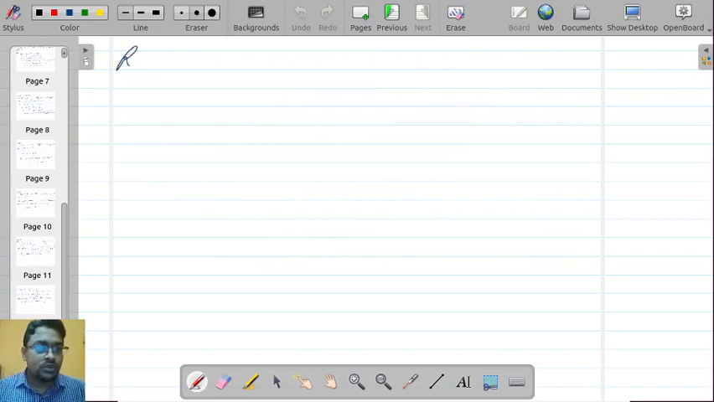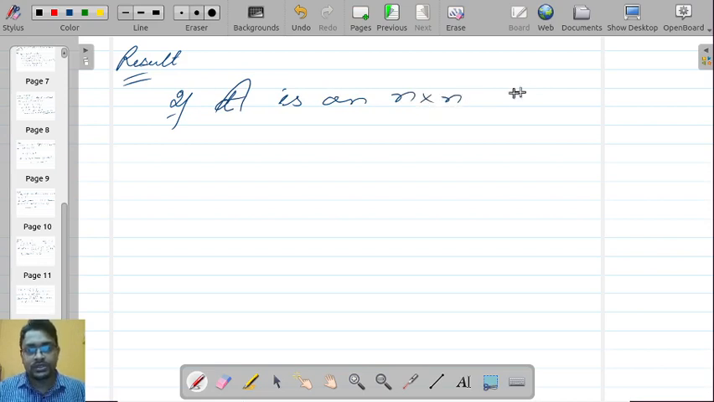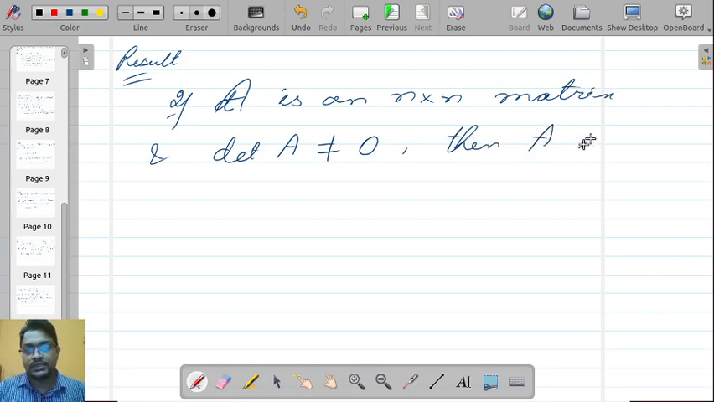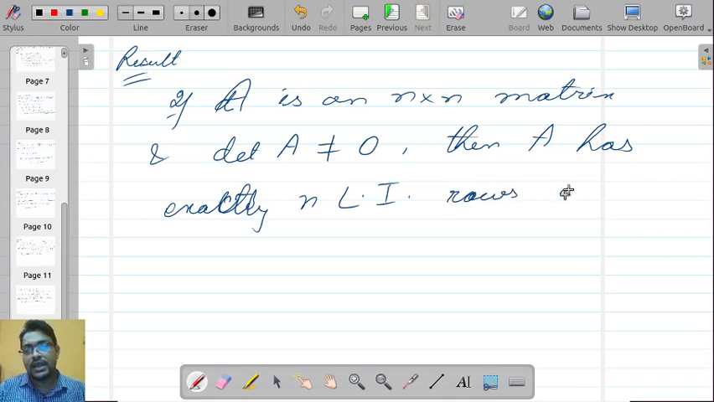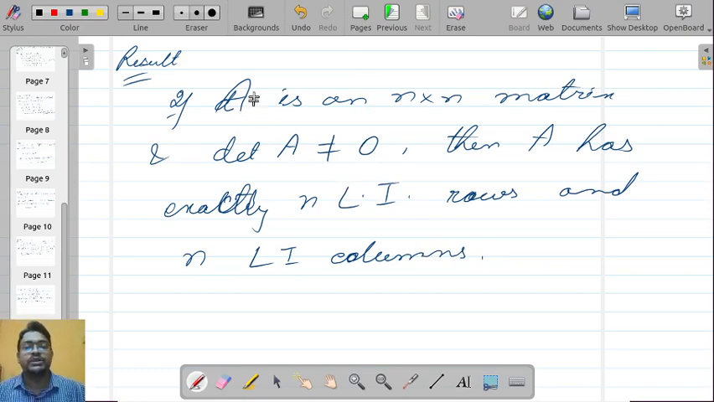Okay, one more result you try to remember: if A is an n by n matrix, and the determinant of A is non-zero, okay, then A has exactly n linearly independent rows and n linearly independent columns. Okay, so if the determinant of a matrix is non-zero, that means if the matrix is non-singular, then the number of linearly independent rows or columns is exactly n itself.